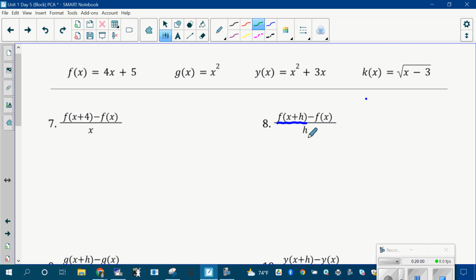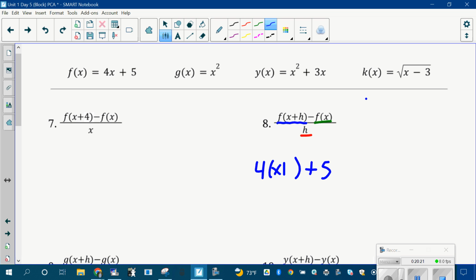Blue. Do blue first. How do you do f of x plus h? Well, you take your f function, 4x plus 5, and you replace the x with x plus h. Right? That's what f of x plus h means: replace all the inputs with x plus h. Replace all the x's with x plus h. With me so far? Yeah. Cool. The green part is just the original function.